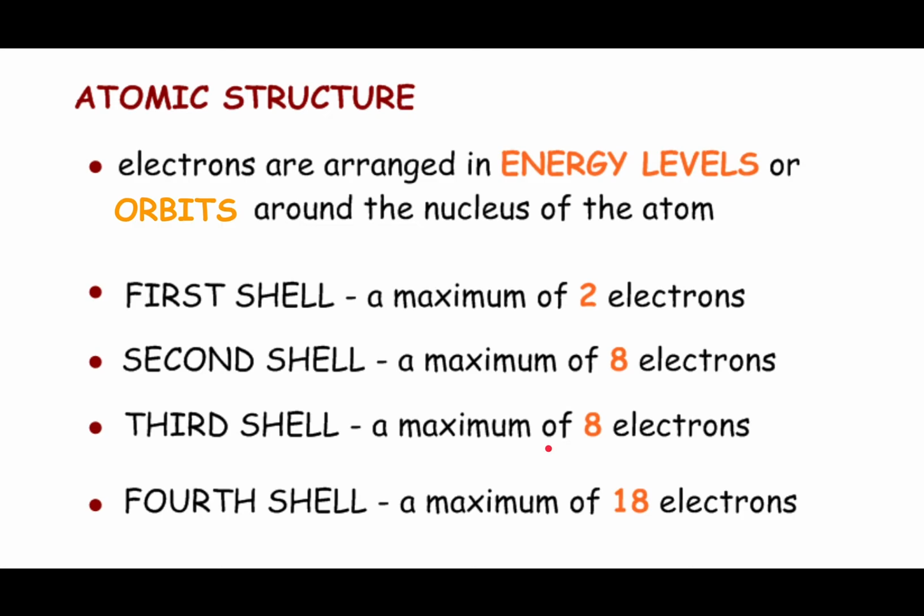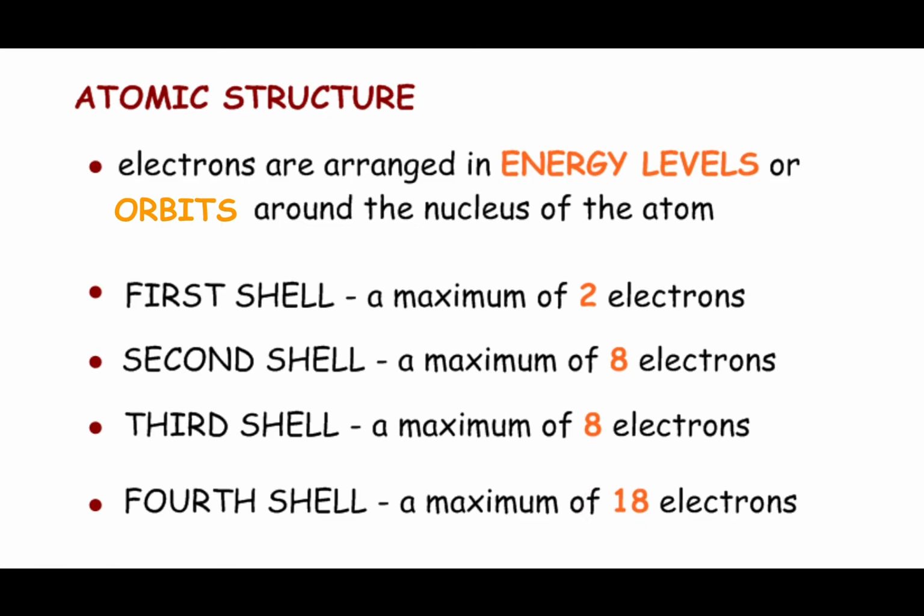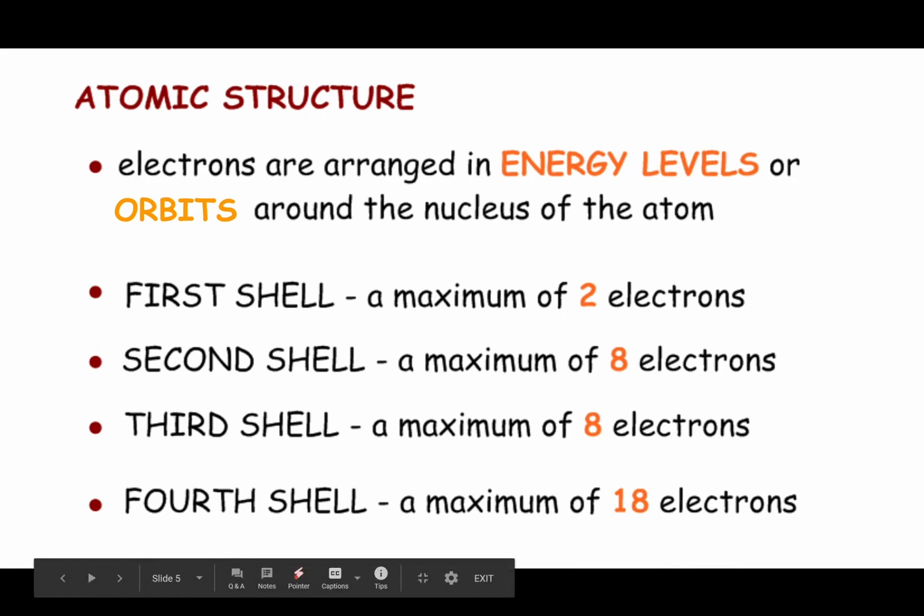So if we have more than 18 electrons, then we have to go to the fourth shell, and that fourth shell can now go all the way up to 18 electrons. But in grade 9, we only take a look at the first 20 elements. So we won't go too high in the fourth shell.